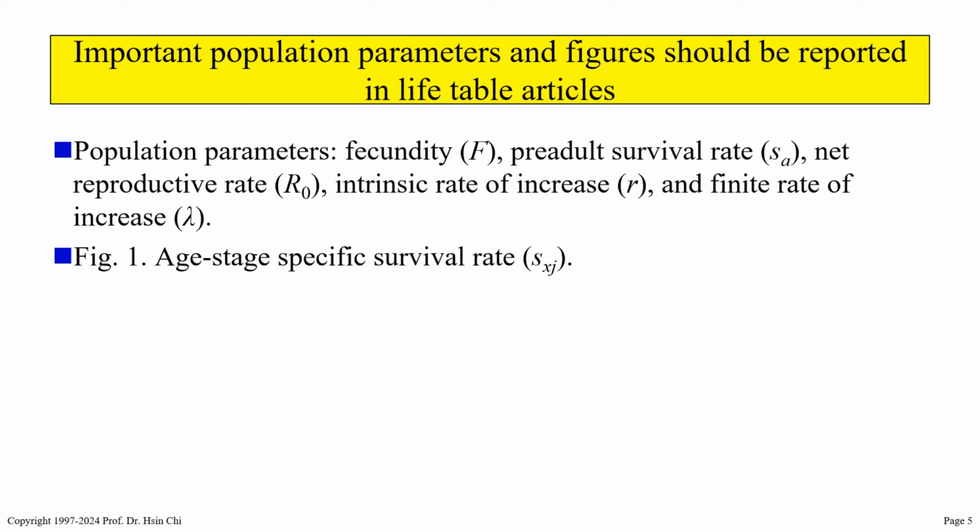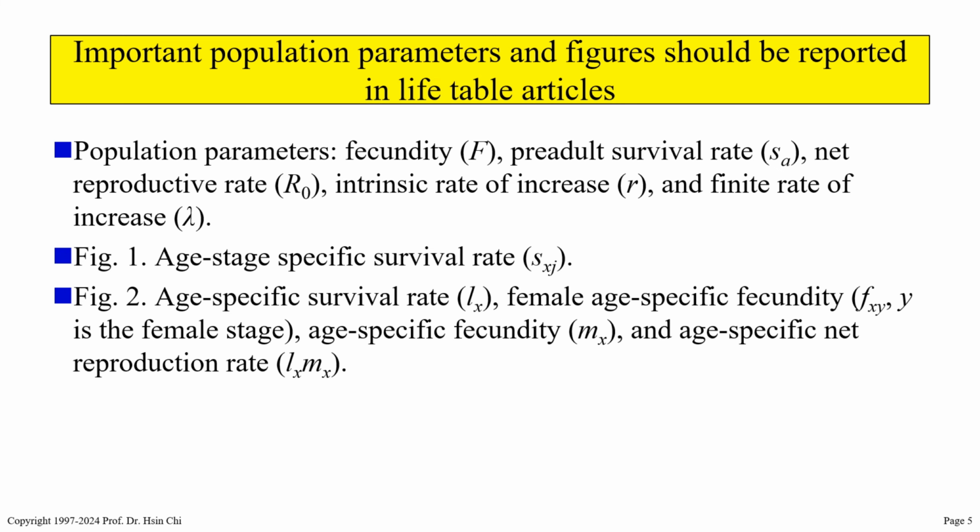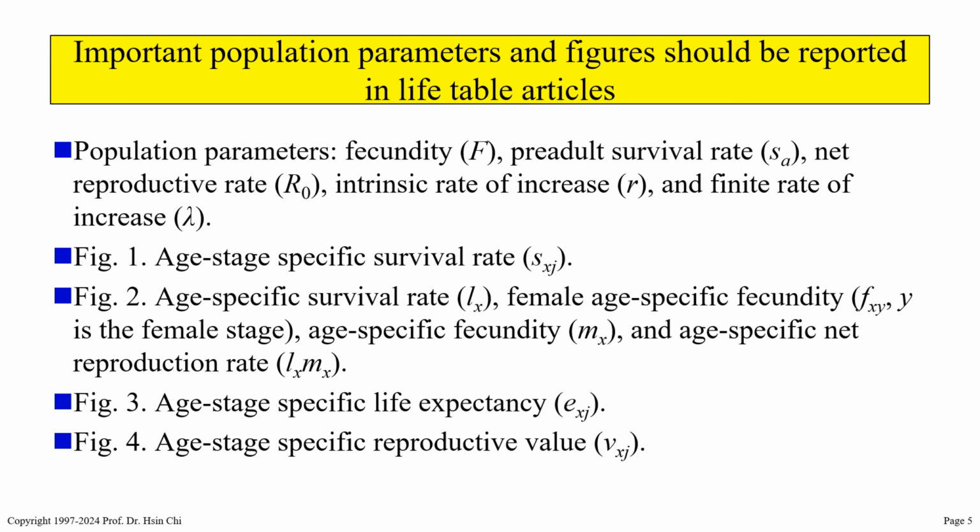In the first figure, the age-stage-specific survival rates sxj of different stages are shown in order. In this figure, the stage differentiation can be observed. In the second figure, we plot the female age-specific fecundity fxj, age-specific fecundity mx, and age-specific net reproduction rate lxmx. Finally, the curves of life expectancy exj and reproductive value vxj are reported. Because the reproductive value must be calculated using sxj, fxj, and the intrinsic rate of increase r, the curves of vxj should not be presented before sxj and lx.